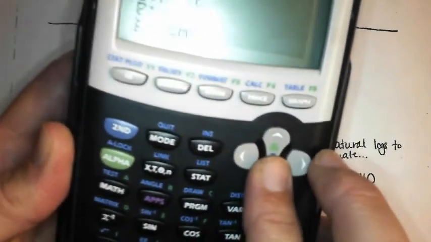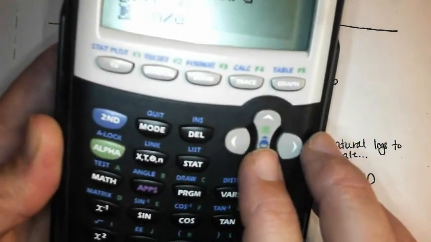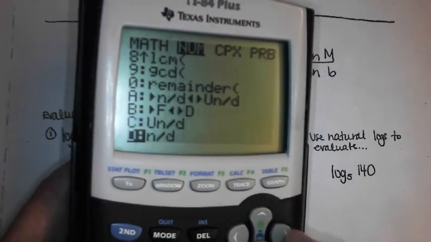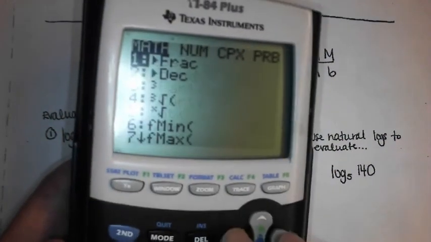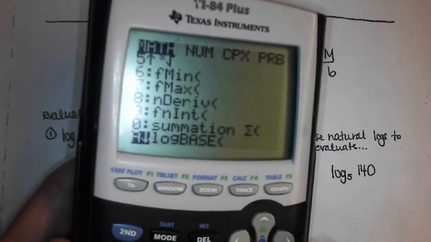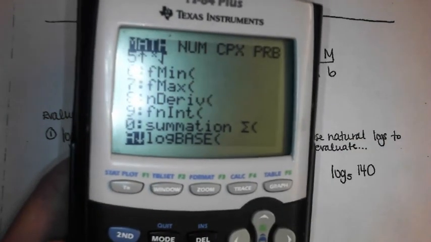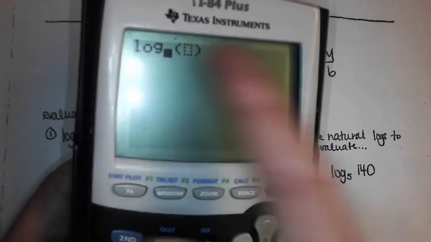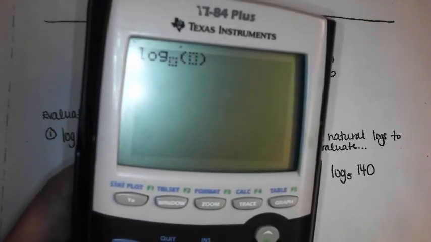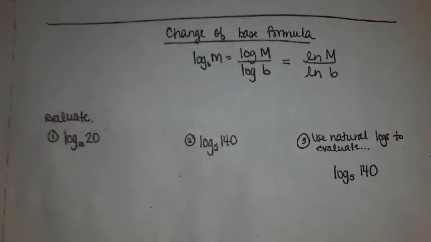See, my calculator, when I grew up way back in the day, we didn't have this calculator. Ours didn't have the log base option, so I don't even really ever remember where it is. I have to search for it. There it is. Under math, log base, and this sets it up so you're able to just plug that in. But on the calculators that I use, there was not that option.